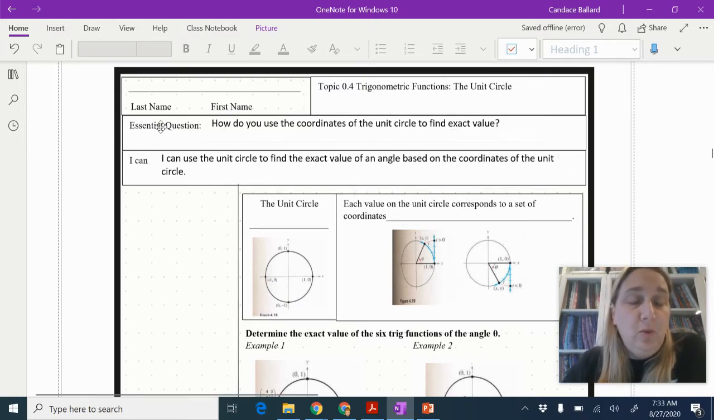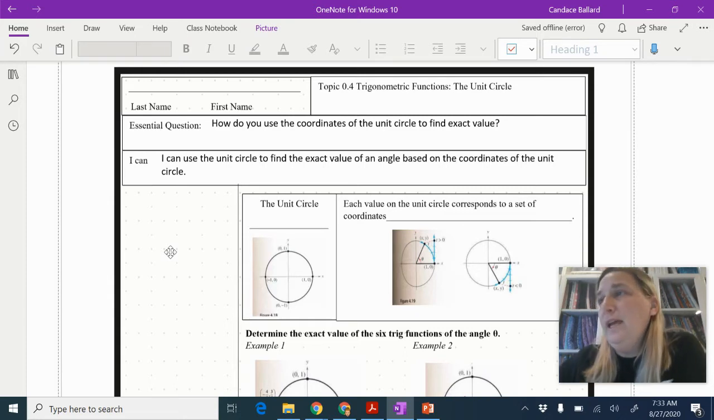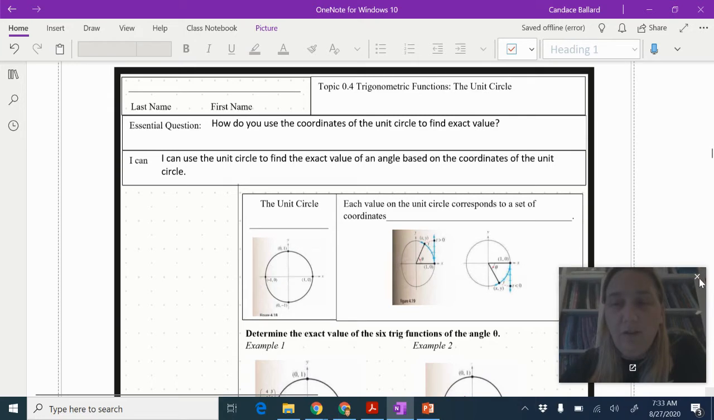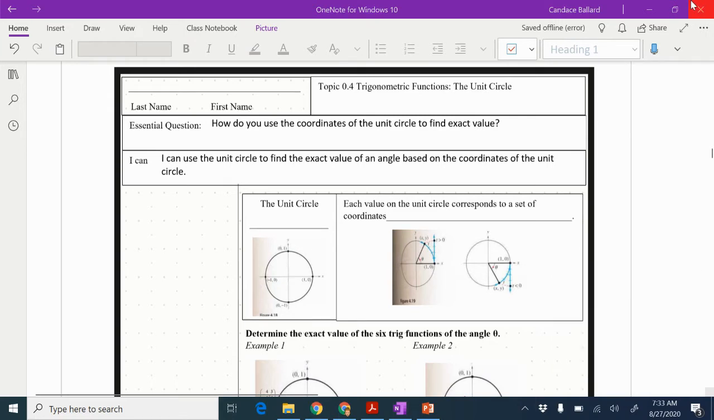Again, remember between your essential question and your summary, you do need to have two comments or questions out here as part of our focus note-taking skills. All right, so you can always pause as you need to. I'm going to go ahead and get started and explain the unit circle. I am going to close this little video so you can see the whole screen.